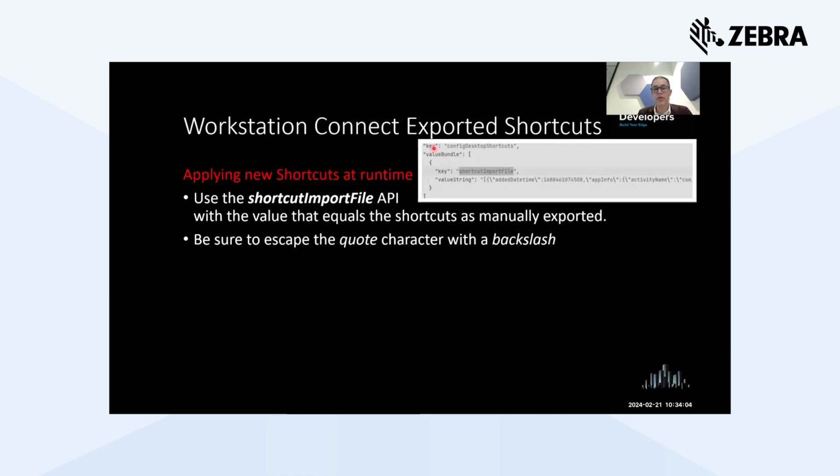Once you have exported this TXT file, which holds a kind of JSON version of the exported shortcuts, you need to use the API config desktop shortcuts and the subkey shortcut input file. And despite the name of this sub API suggesting to use a file, you can actually paste the content of the exported shortcuts directly into this value string. The only thing that you need to pay attention to is that you're embedding a JSON string into another JSON string, and so you need to escape the quote characters with backslashes.